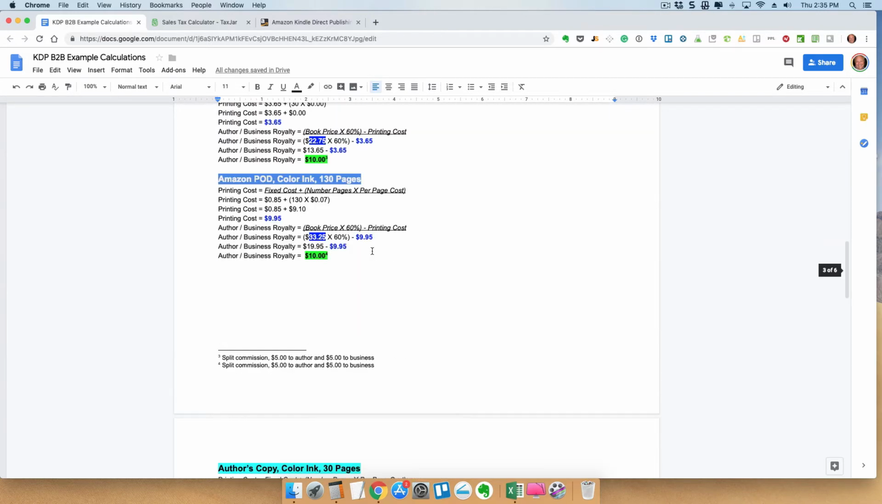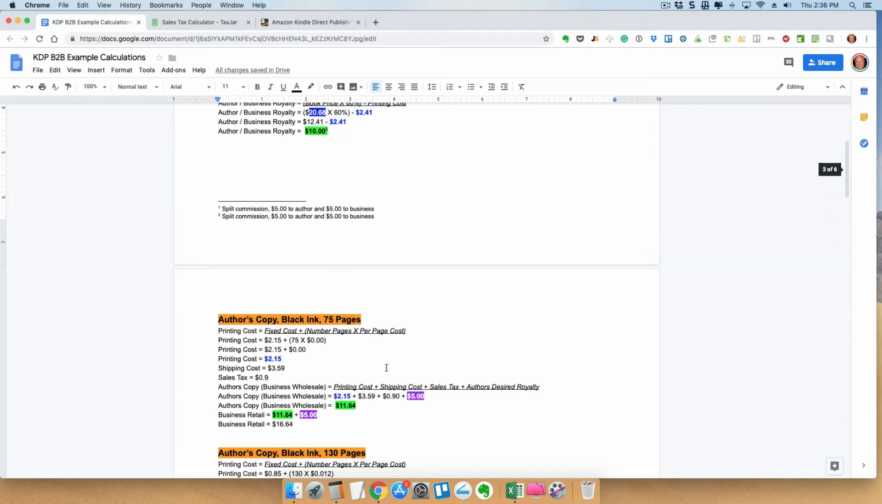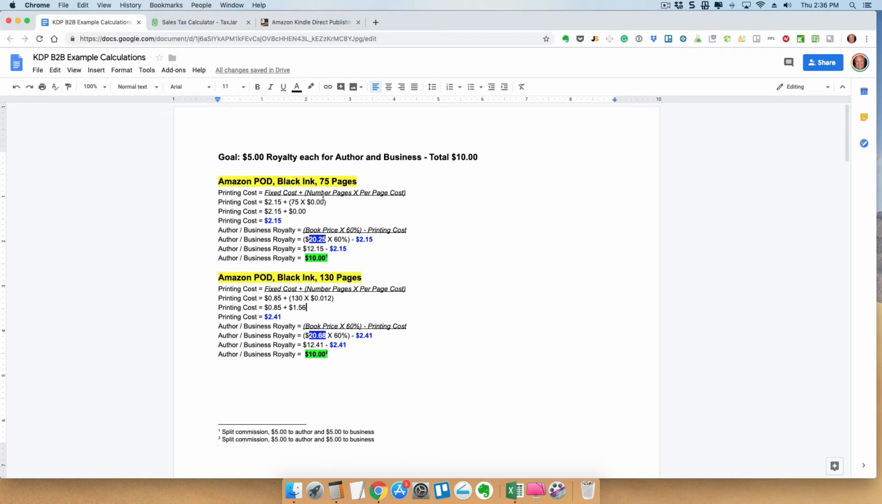Just as a reminder, in this document I shared with you before, we had this data table which shows you between 24 and 108, it's $2.15. Between 110 and 828, it's 85 cents fixed, and then 1.2 cents per page. On color, 24 to 40 is a fixed cost of $3.65, no additional page cost. And between 42 and 500, it's 85 cents, also like the black, but 7 cents per page. So we have to figure all of those into this formula. In this particular case, like I said, for a 75-page black ink book, it's just $2.15.